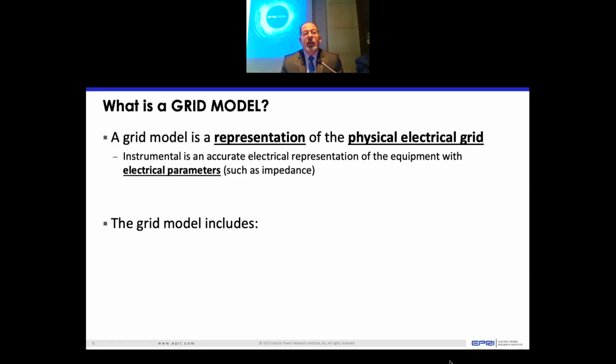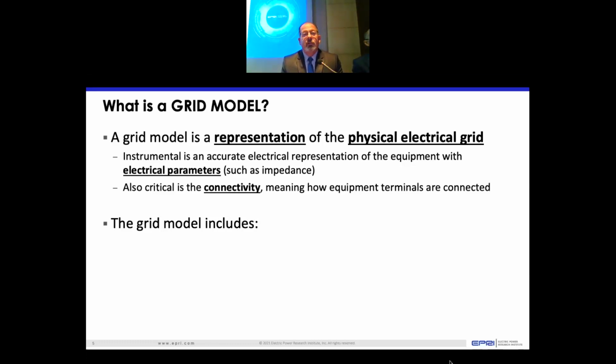Instrumental in grid model representation is the accurate representation of all the equipment and the electrical parameters. This is one of the things that makes grid model unique to the electric utility industry: not only the connectivity model, but also all the information that goes into that. The impedances, your thermal ratings, your generation curves, how they respond are all increasingly important. Also critical is the connectivity, how equipment terminals are connected. And Dr. Shumpal has gone through the SIM model to show how that is accomplished.